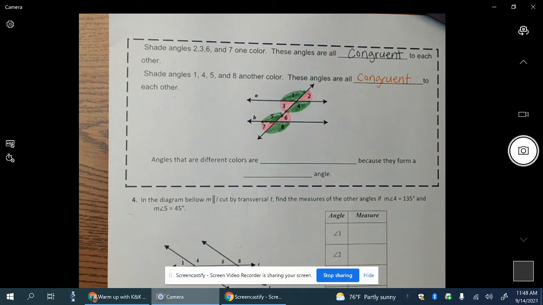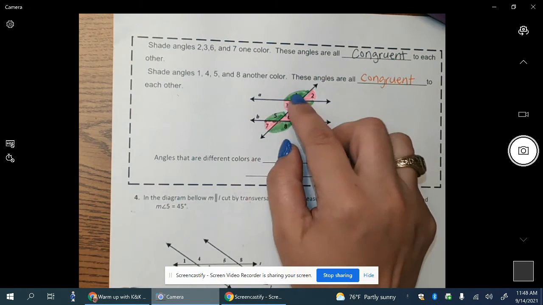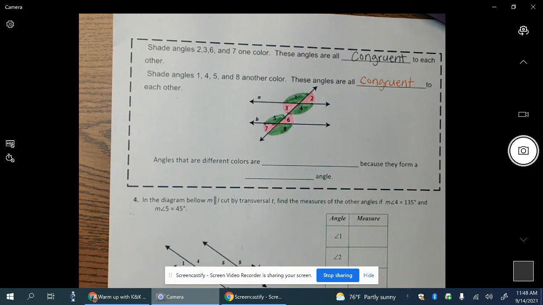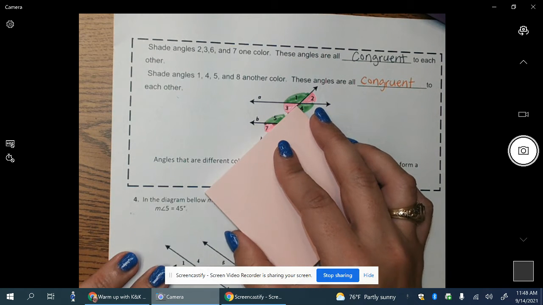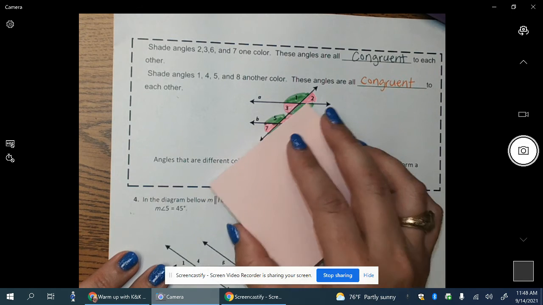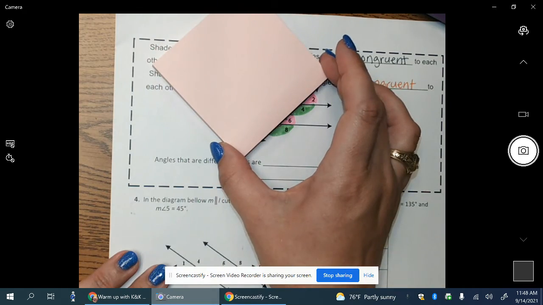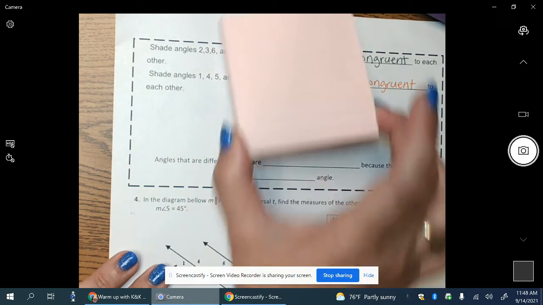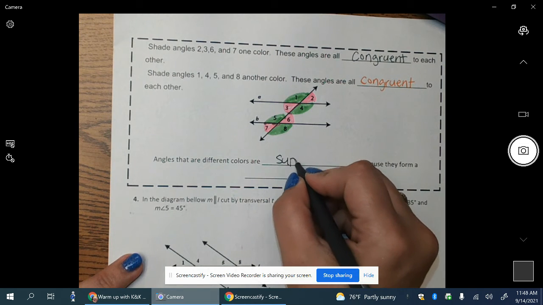Alright, so if they're the same color here, they're congruent. These are acute, these are obtuse. What do you think that means the relationship between one of each color is? Like 5 and 7, what do they make? 180, because they make a straight angle. What about 1 and 2? 180. What about 2 and 4? What about 4 and 3? Okay, so if you have one of each, what do they do? Add to 180. Angles that are different colors are supplementary.